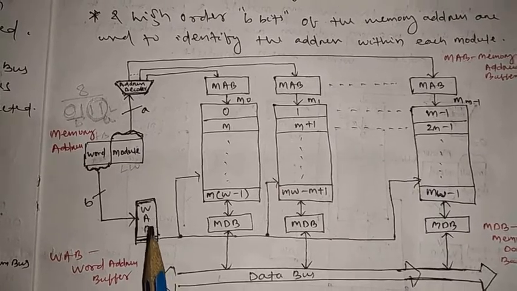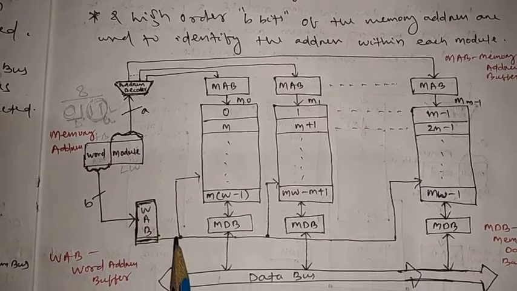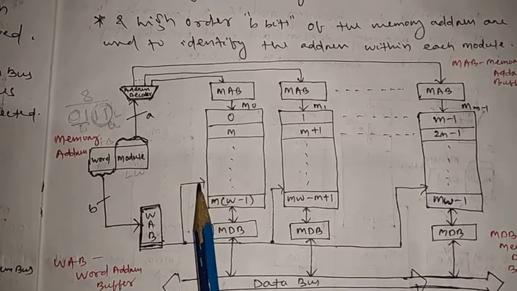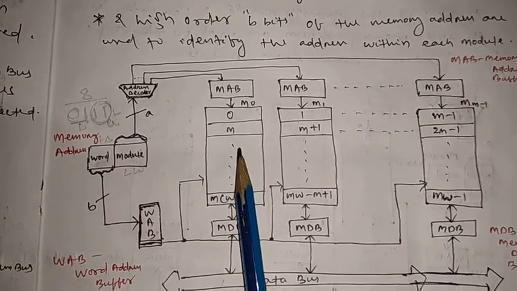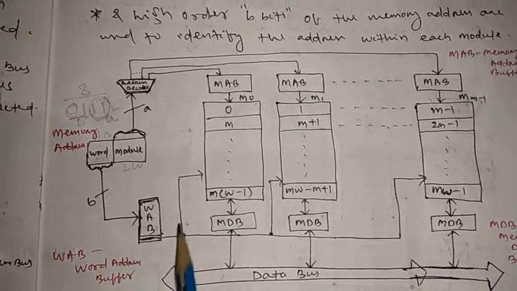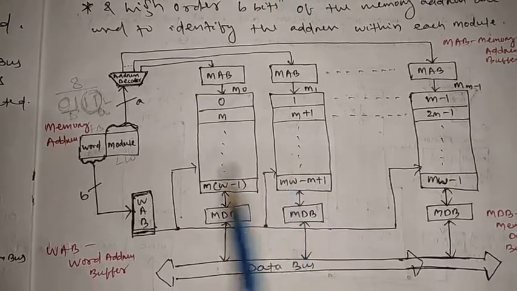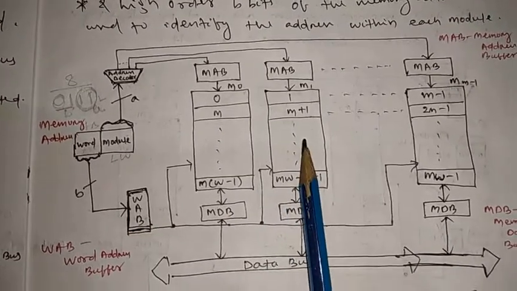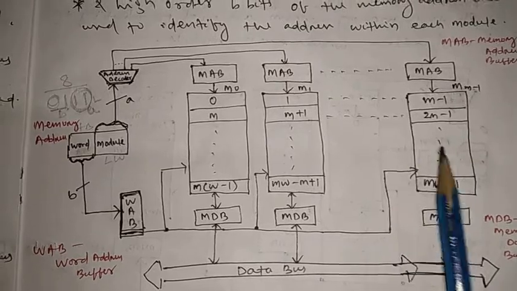This is nothing but the word address buffer. The word address buffer helps to identify the word in the modules. If the word is present here, then the WAB value will be passed to here. If the word is here, then the WAB value will be passed to here. If the word is here, then the WAB value will be passed to here.